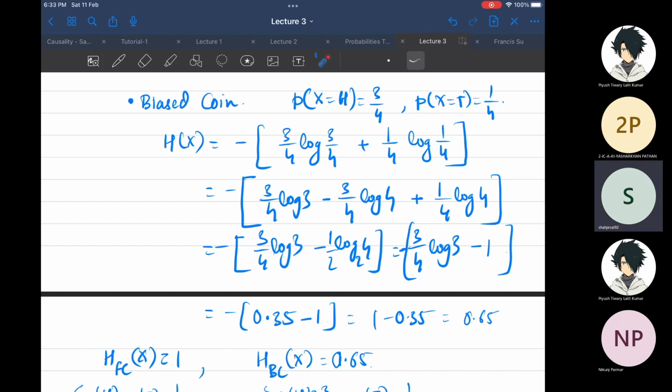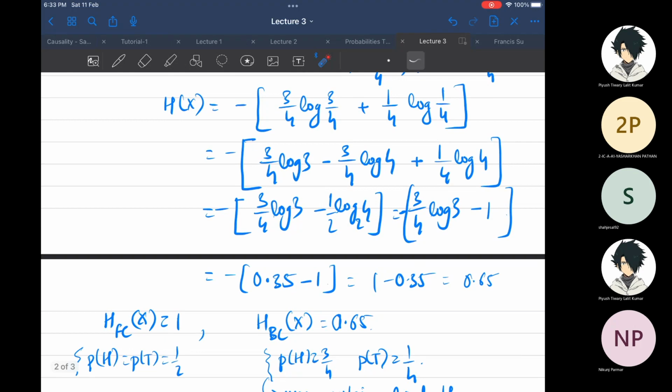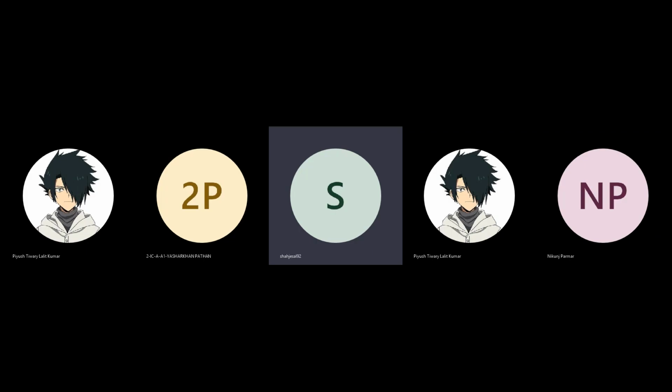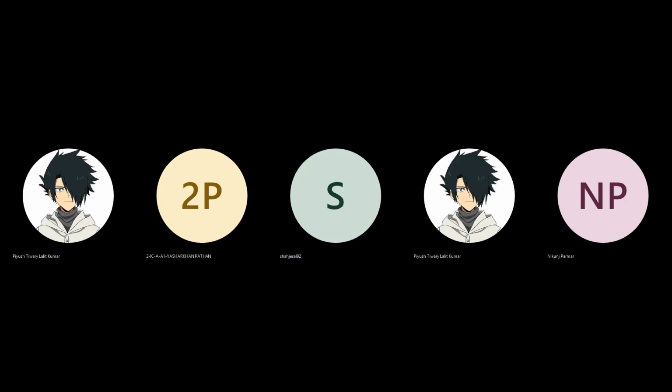Wait a second. I have shared the correct link, right? Let me just check once. Yeah, I have shared the correct link. Also, Piyush, maybe there is something wrong with your screen too, because some of them are not able to see your screen. You are not able to see my screen? Okay. Let me reshare it. I have unshared it. I am resharing it.